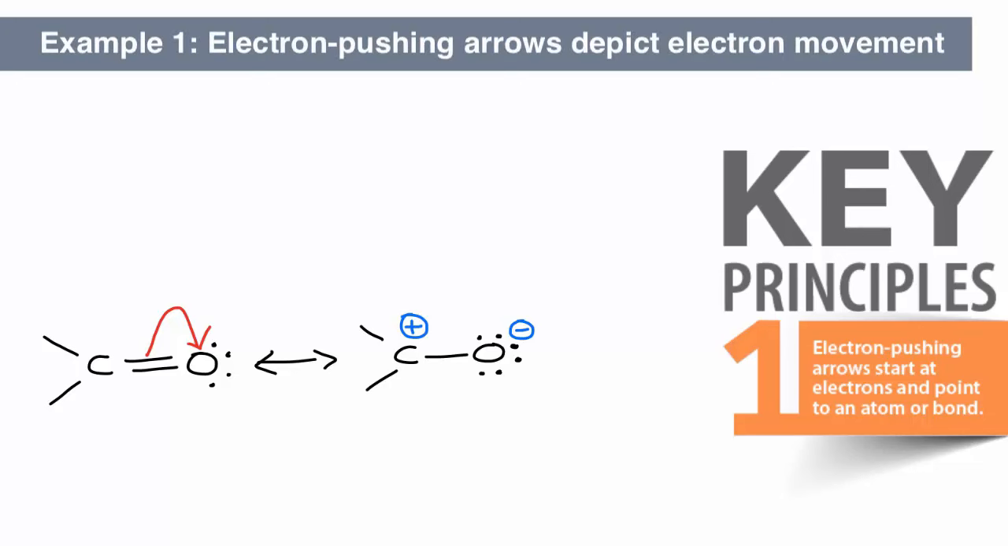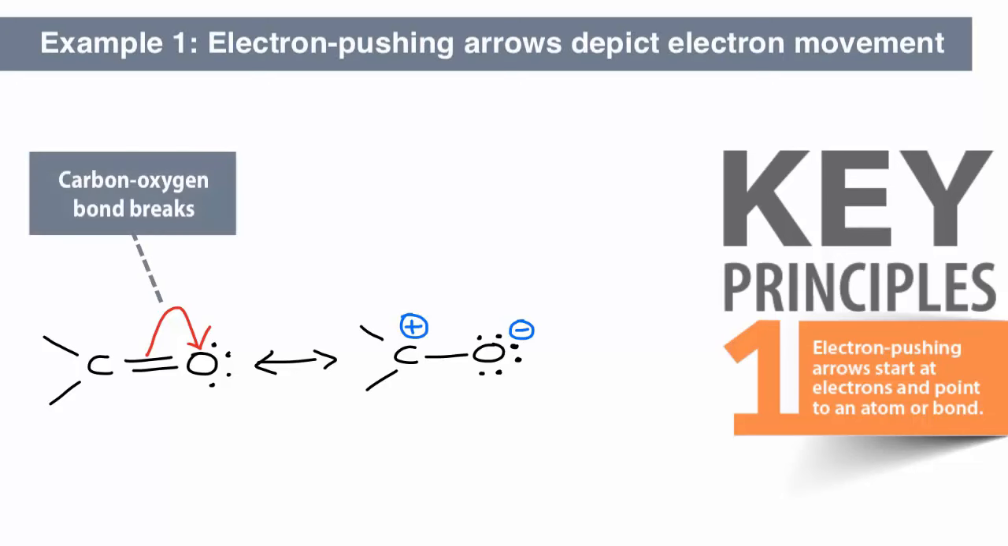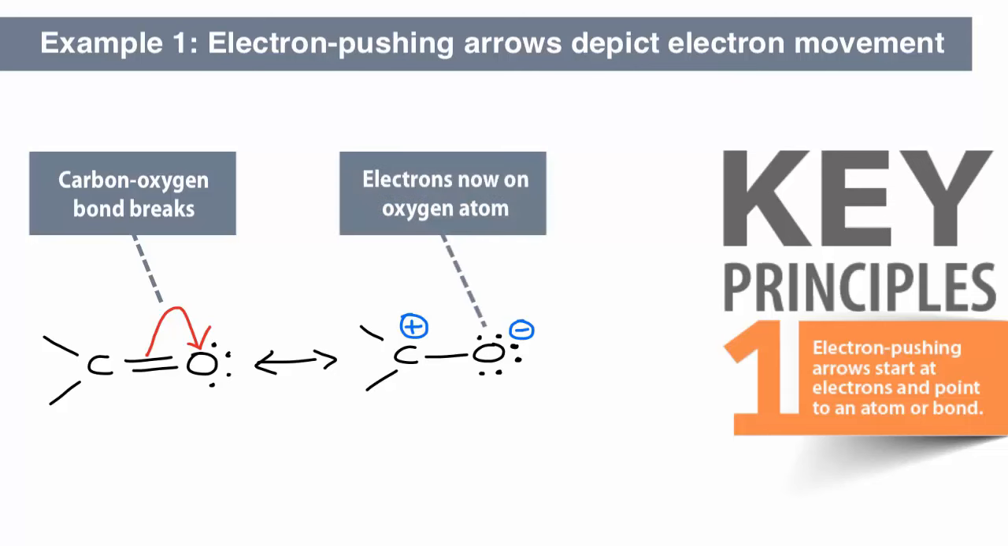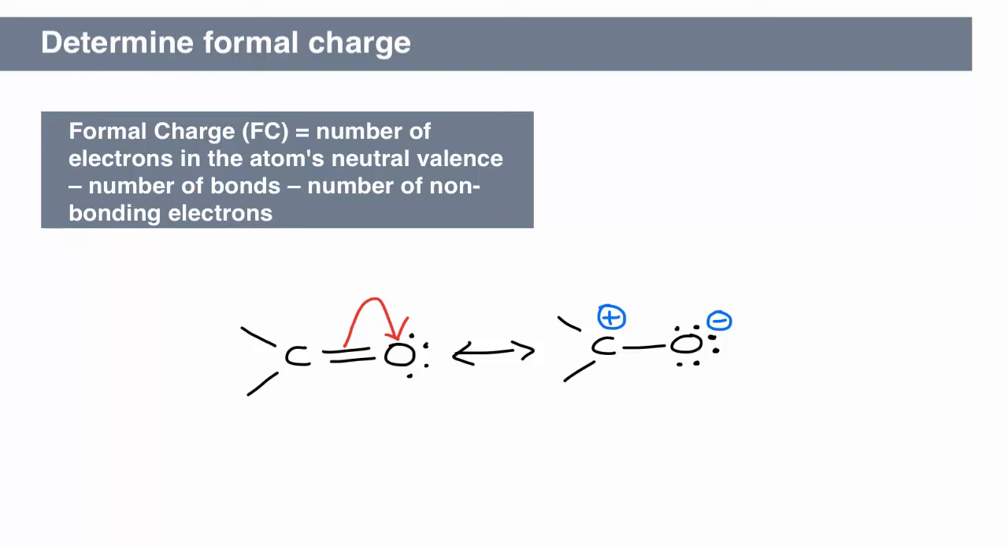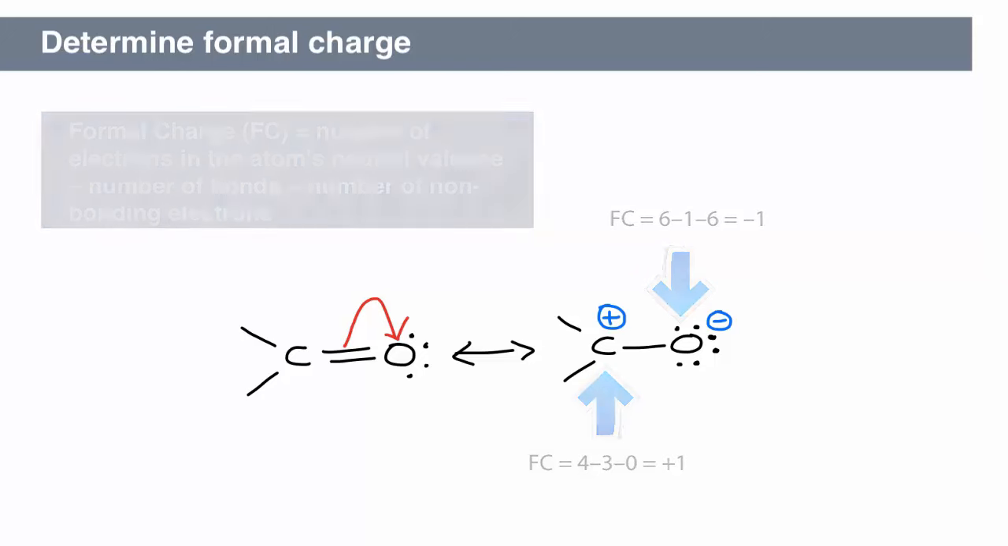For example, this red arrow shows the carbon-oxygen pi bond breaking. The 2 electrons from that bond go to the oxygen atom. Formal charges can be determined in a couple of ways. We can go back to the original formal charge formula. The formal charge on the oxygen on the right is equal to 6 minus 1 minus 6, or negative 1. The analogous calculation for the carbon atom gives a formal charge of plus 1.